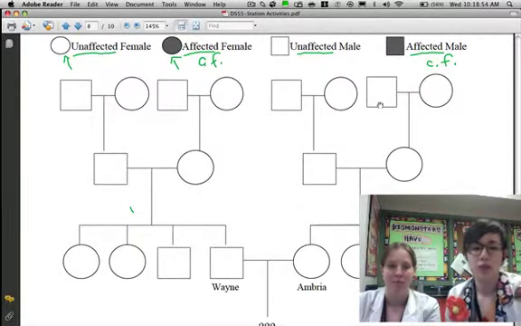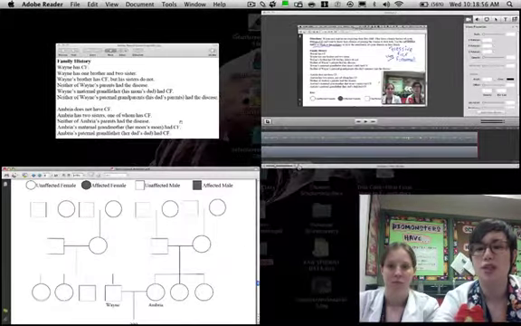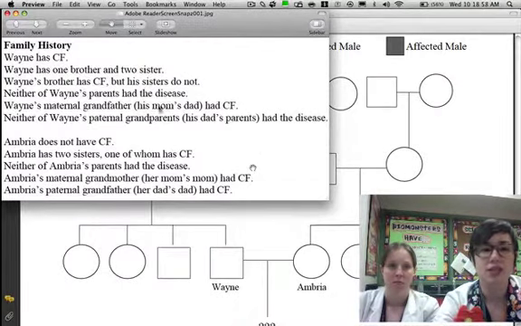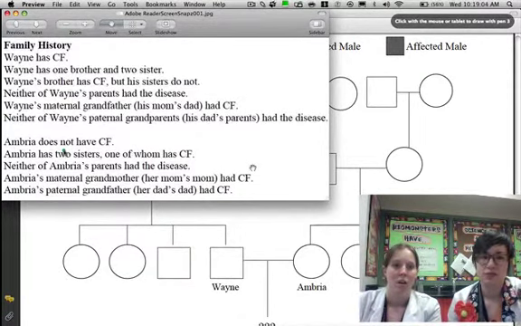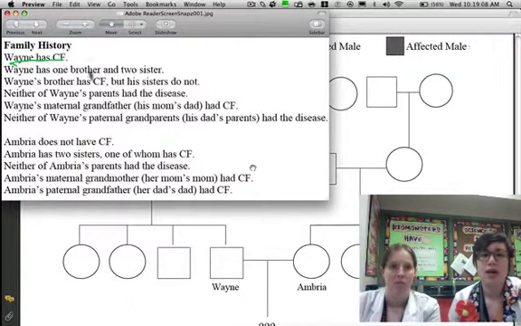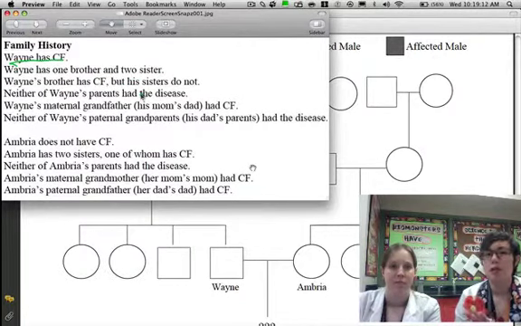All right, awesome. So now let's go ahead and look at the actual directions that have been given to us for our family history. So in the family history, it says Wayne has CF. So he actually has this particular disorder. Then it says Wayne has 1 brother and 2 sisters. So let's just stop here, because if we take on too much information, we're going to get confused.